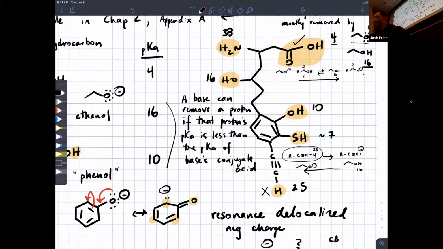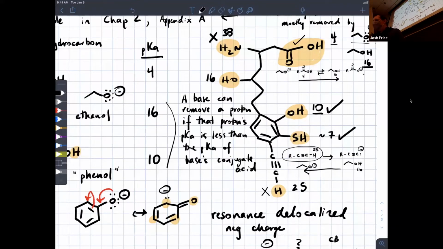So we would say for the amino group, yes or no? No, 38 is greater than 16. So the base cannot remove a proton when that proton's pKa is greater than the pKa of the base's conjugate acid. How about this one here, 10? We're good. Yep, that one comes off. How about the SH group, pKa 7? Yep, that one comes off.